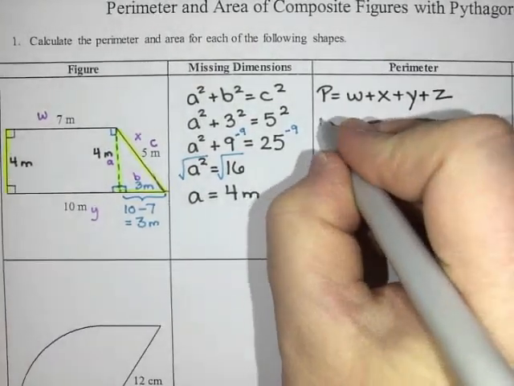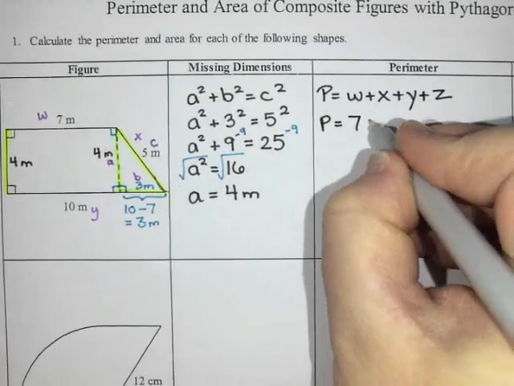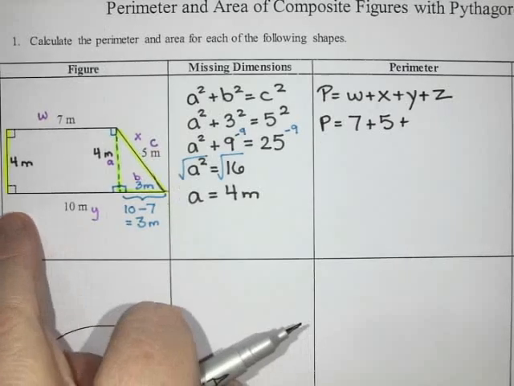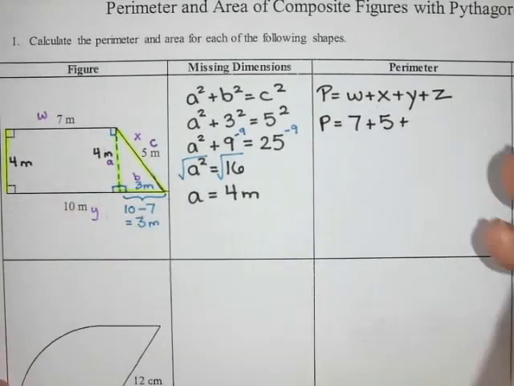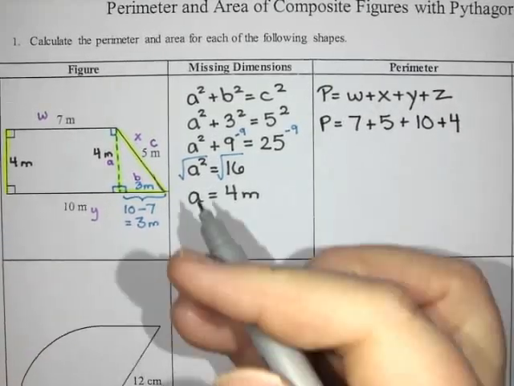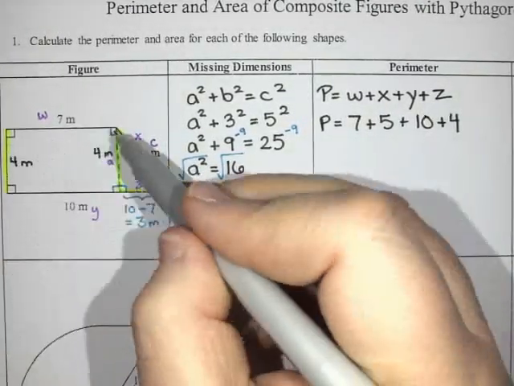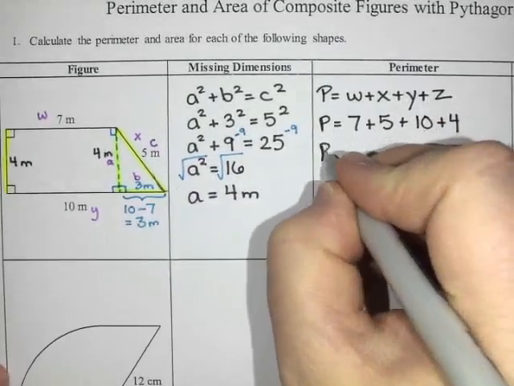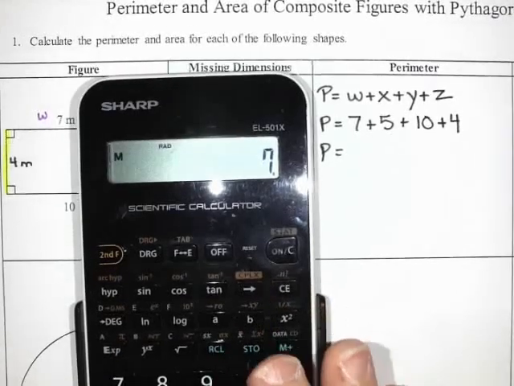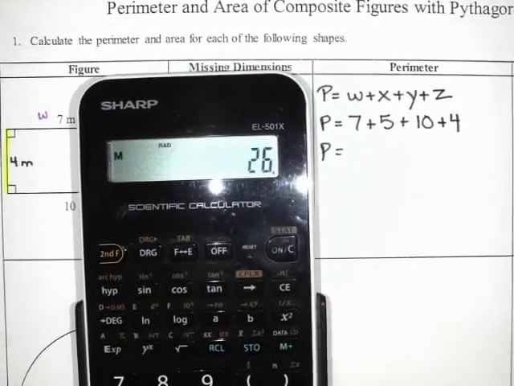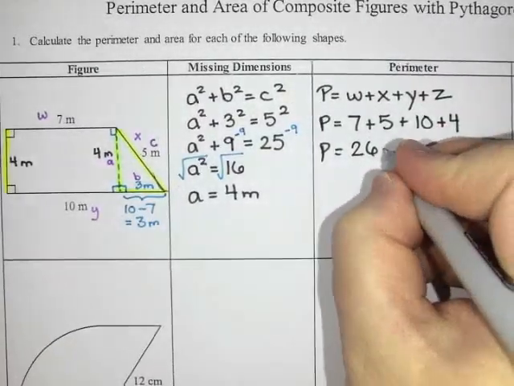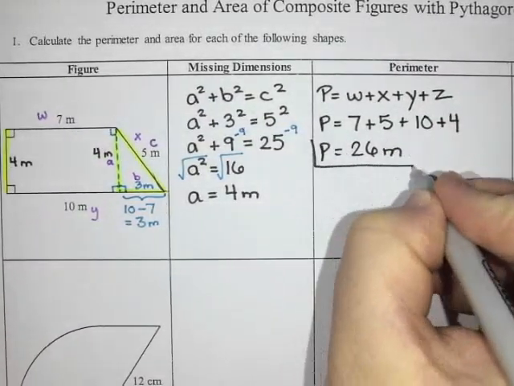All right, so my W is 7, my X is 5, my Y, we're ignoring this 3, the whole distance across the bottom is 10, and then that side that we found that was missing was 4. Now I didn't add the inside part, we're only doing the outside edges. So 7 plus 5 plus 10 plus 4 gives me a grand total of 26 meters. So the perimeter is 26 meters.